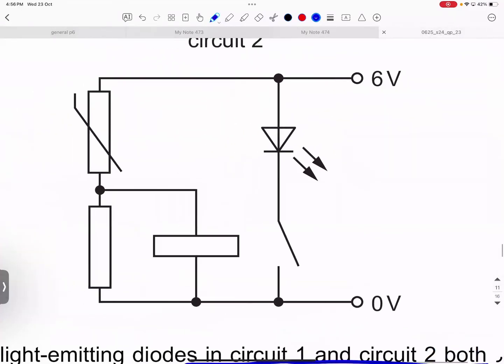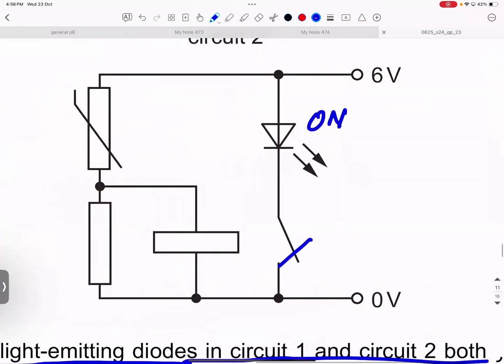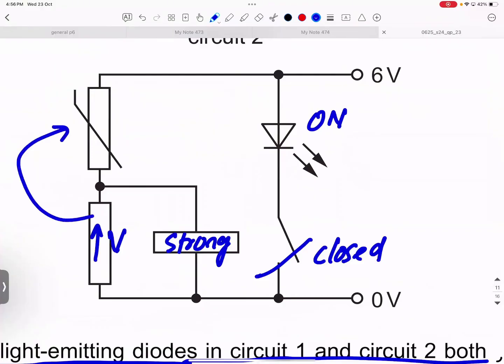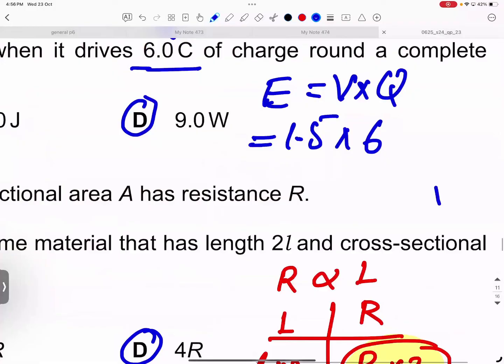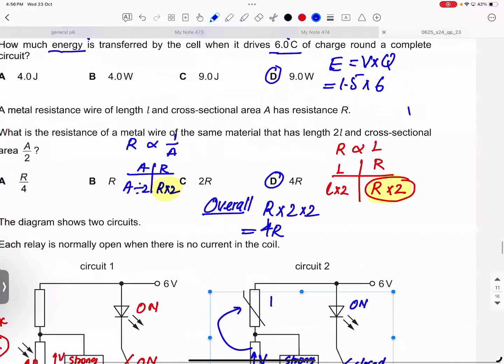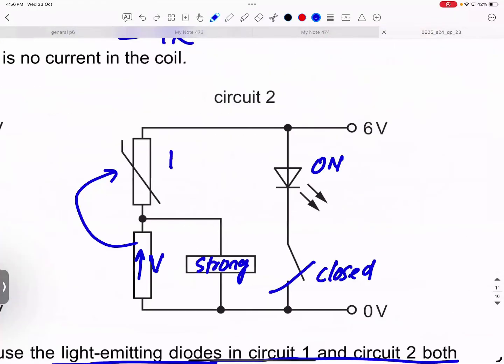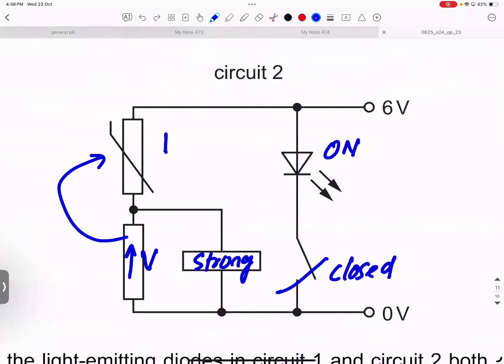Now go here. For the LED to be on, the switch must be closed. For the switch to be closed, the electromagnet should be very strong. For the electromagnet to be very strong, this voltage share should be high. If this voltage V1 is high, the other voltage V2 should be lower. V2 lower means resistance of the thermistor should be less.